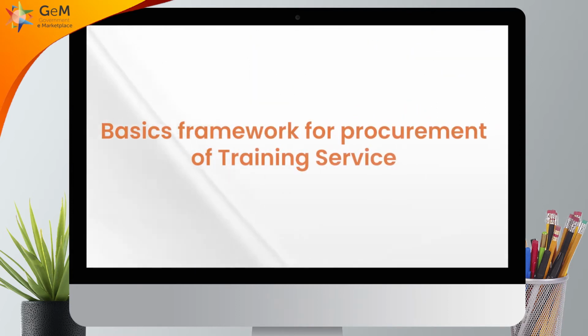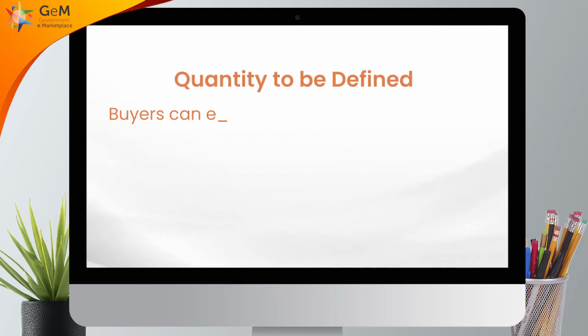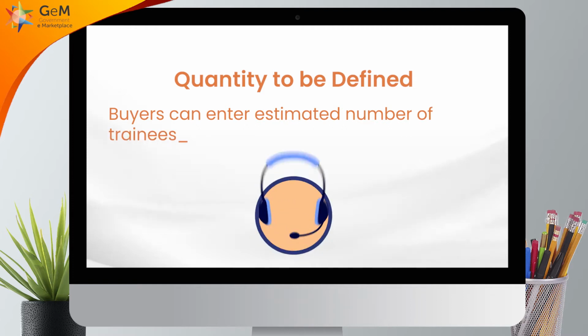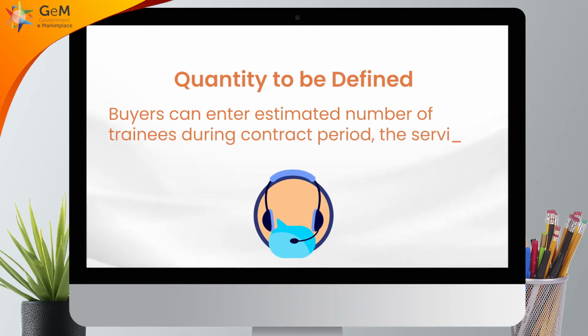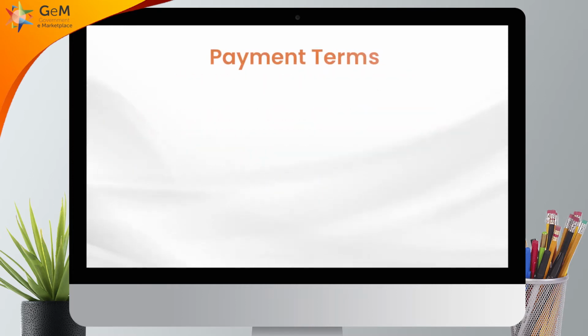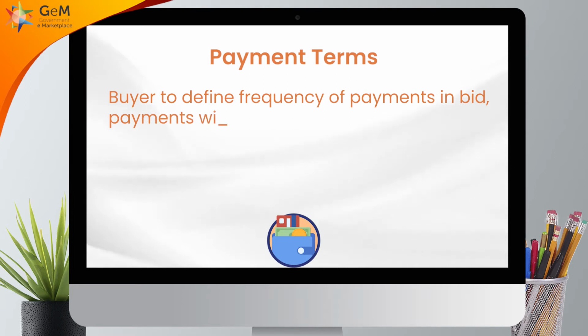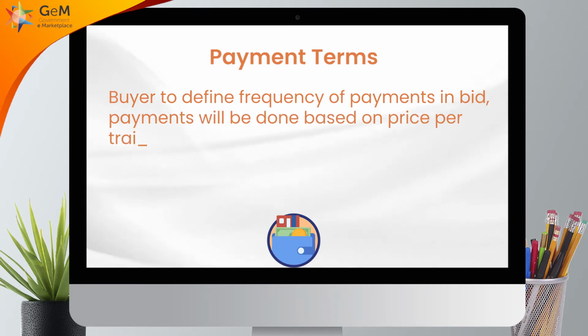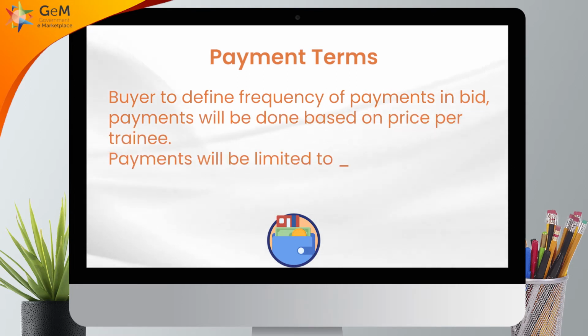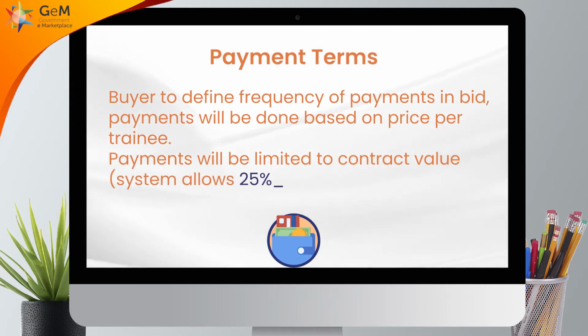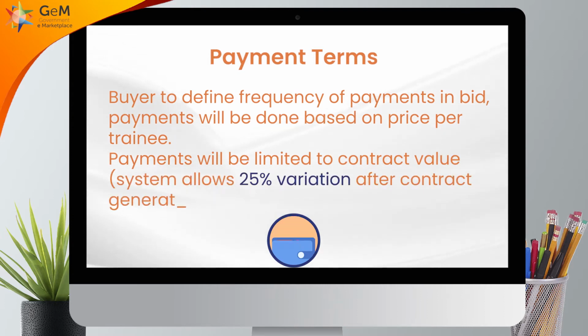Basic framework for procurement of training service. Quantity to be defined. Buyers can enter estimated number of trainees during contract period. The service provider will be providing cost per trainee. Payment terms. Buyer can define frequency of payments in bid. Payments will be done based on price per trainee. Payments will be limited to contract value. System allows 25% variation after contract generation.